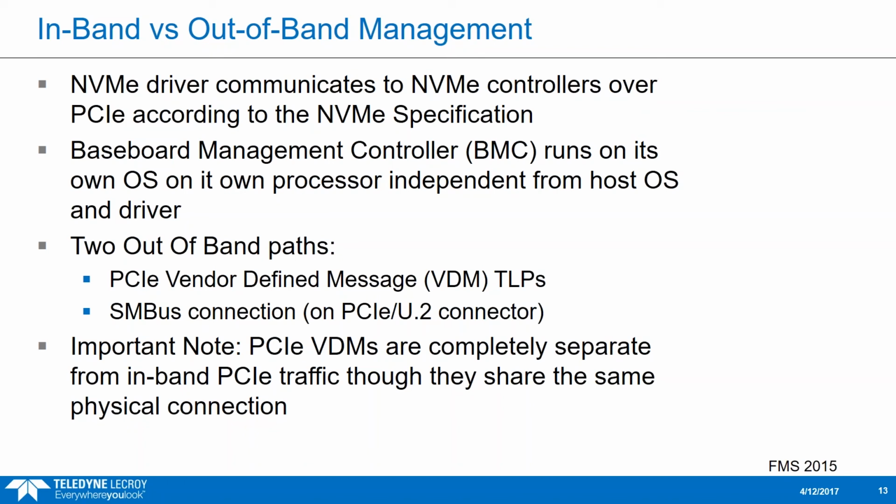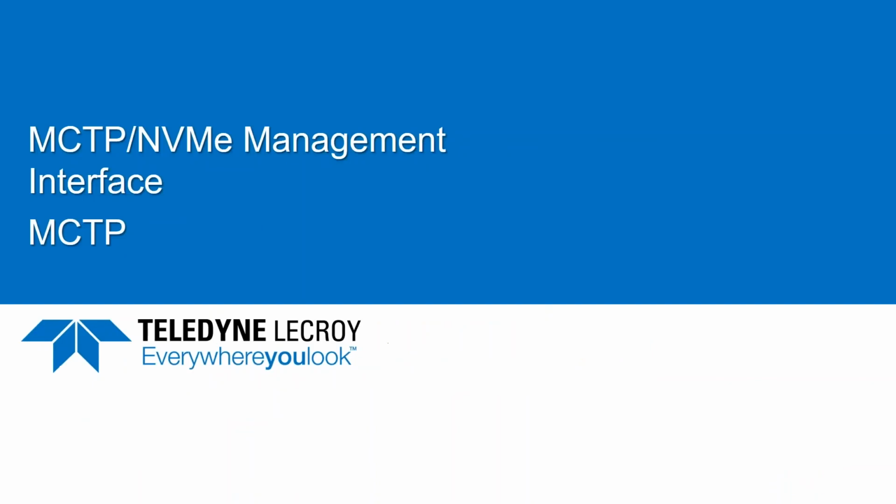Now the physical medium is different from that, so we'll see that in the diagram in a second. The two different ways of transporting MCTP packets or messages are over PCI Express vendor-defined messages or over the SMBus connection, which is on the PCI Express or the U.2 connector. Just a note that the PCI Express vendor-defined message method is separate from the PCI Express traffic that the NVMe commands are using, even although they share the same physical connection. So this in-band and out-of-band also allows for security, for the control and management interface to be independent of the data path.